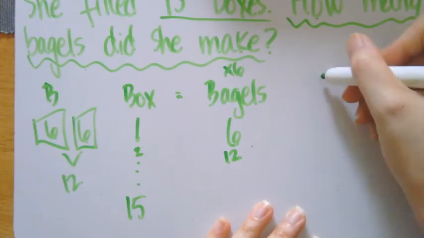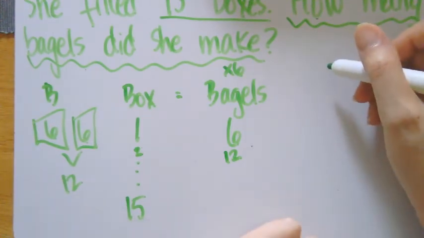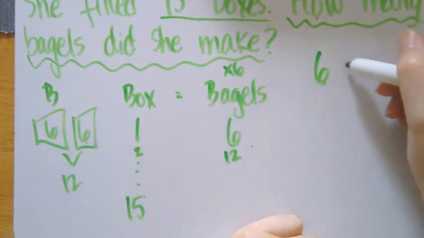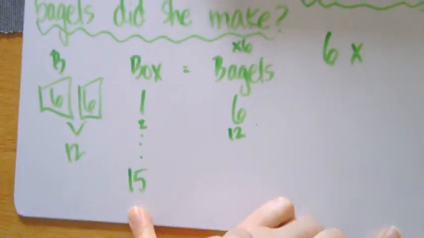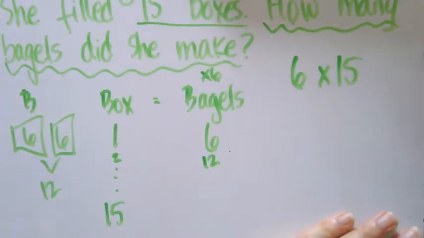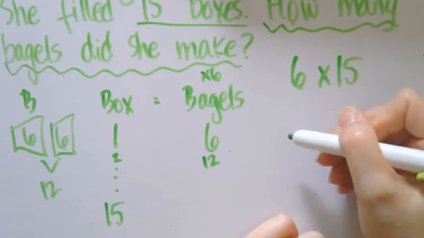15. So I would multiply. There's 6 in each box, 6 times how many boxes there are, 15. Okay, this is where our area model, finding those partial products, would really be very helpful.